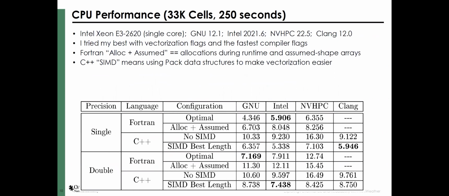I don't have time in this talk to go into every aspect of it. All I'll say is that I tried my best with vectorization flags and compiler flags. I ran two versions of the Fortran. One is what I would call optimal, that uses explicitly sized arrays and does not allocate during the runtime. The other one will allocate frequently during the runtime and use assumed shape. And you can see this harms performance quite a bit.